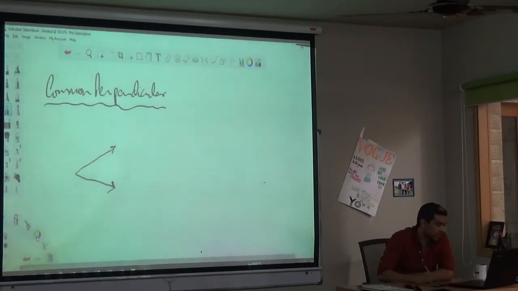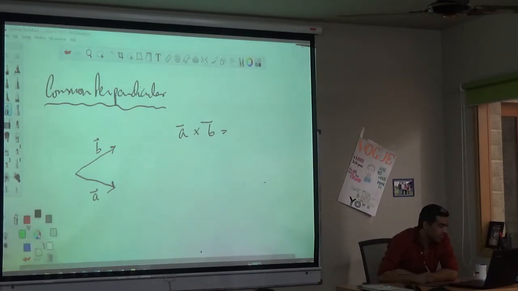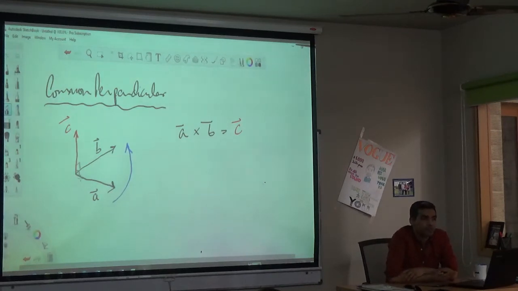So what I'm trying to say here is this: let's say there's a vector A and there is a vector B, and we find the cross product of A and B, A cross B. The result of this would be a new vector. Let me call the new vector C, which is going to be mutually perpendicular to both the multiplying vectors.